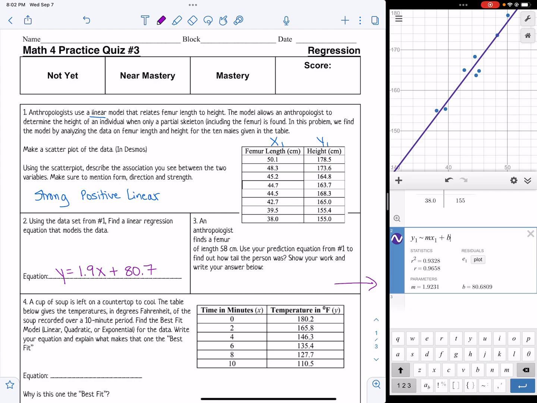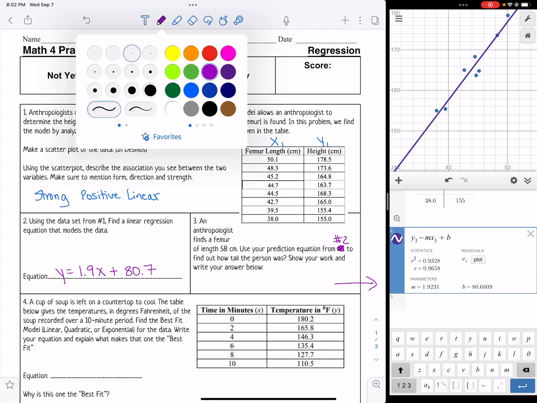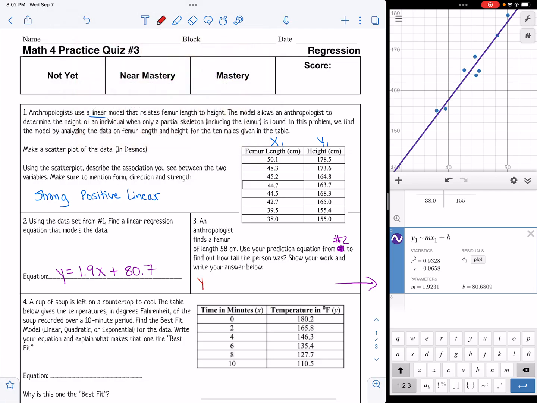Use your prediction equation from number 1 to find out how tall the person was and show your work and write your answer below. So really this needs to be number 2. I'll fix that for future reference. But we need to plug it in. So showing your work means show the equation and where you plugged in your value.